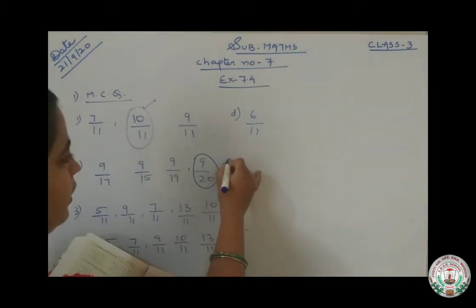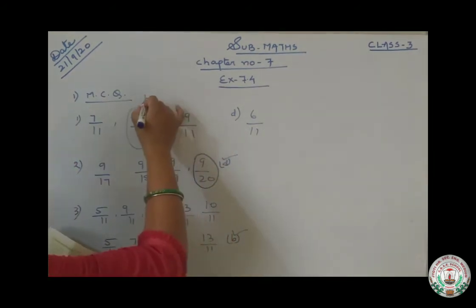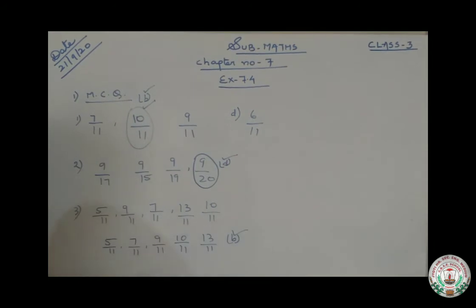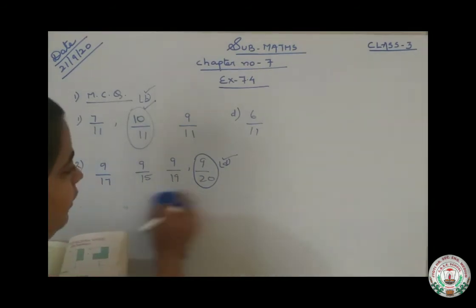Here option number D is correct. Here option number B is correct. Okay. Now question number 4 is the descending order. Question is given, you have to write the descending order of the fractions.